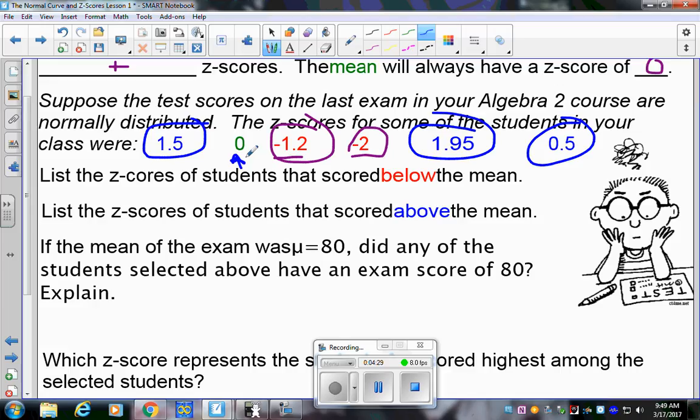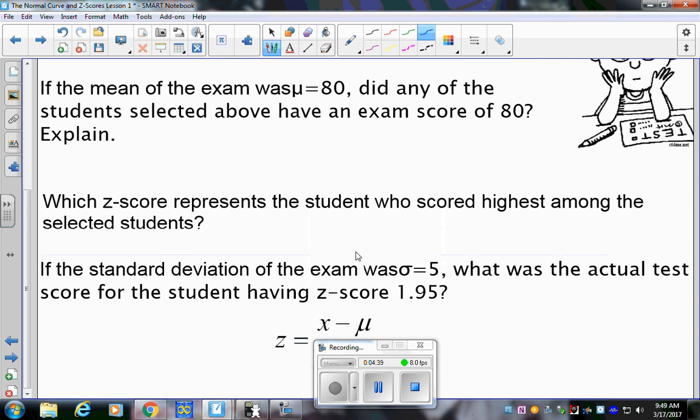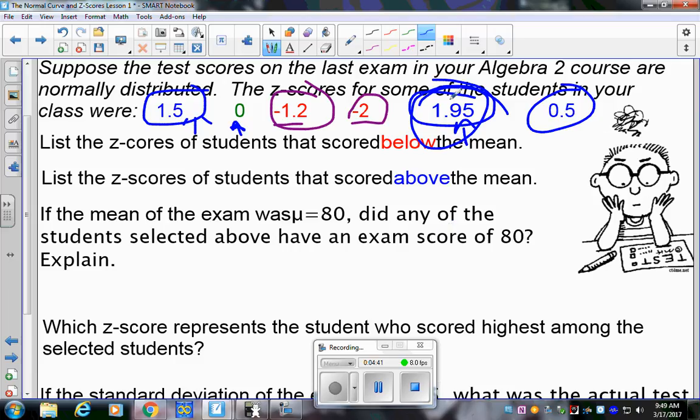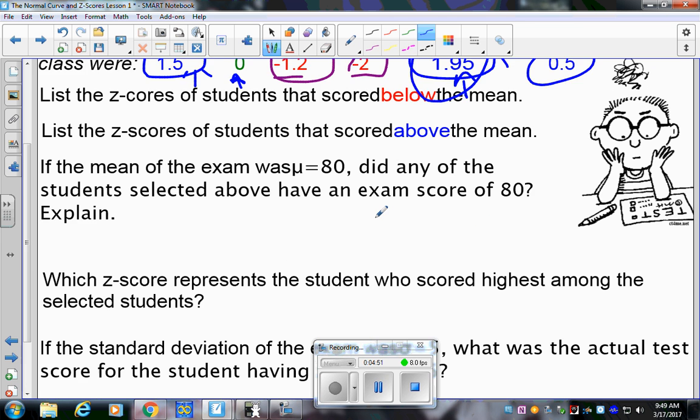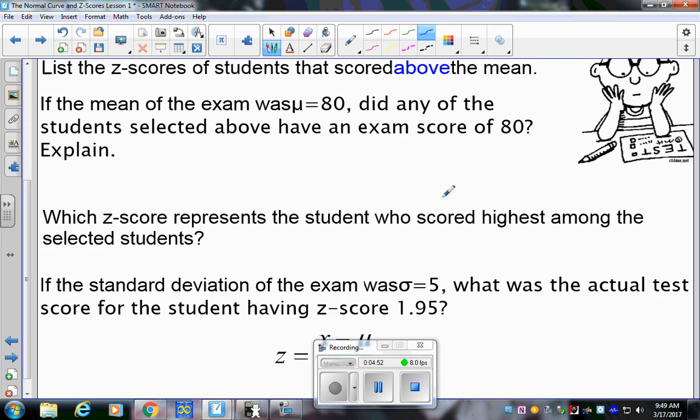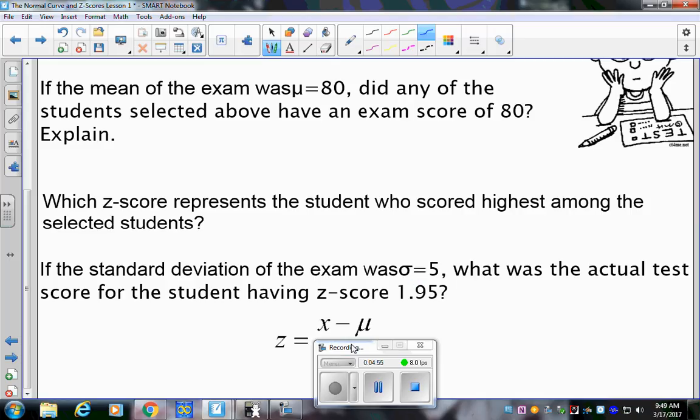And then, of course, we can compare between them. These two people are both positives, but this person, whoever has this z-score, did better. We can calculate what their actual score is knowing all the information, which we're going to do down here. They're both above average, but this person did better because their z-score is further above average. It's farther away from the mean. Okay, so which z-score represents the student who scored the highest? This one right here. So let's calculate the score now.